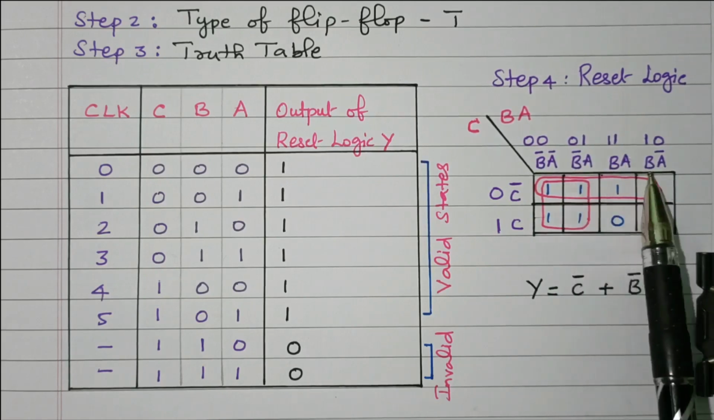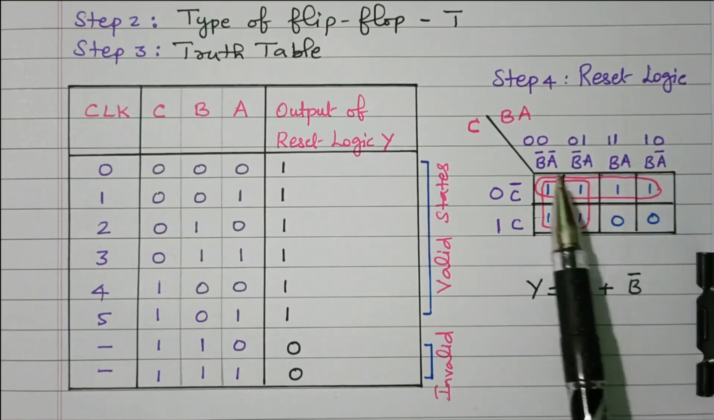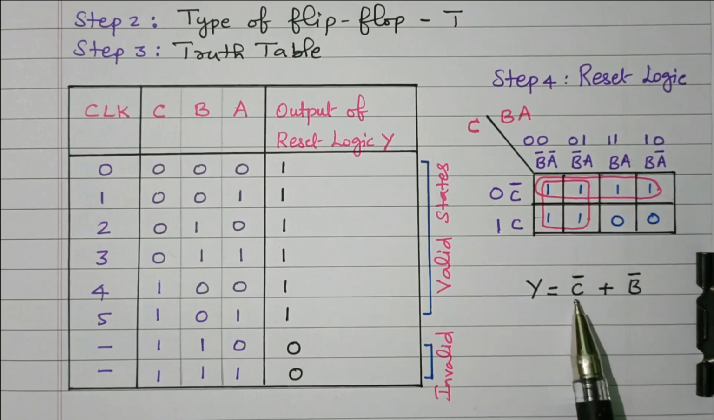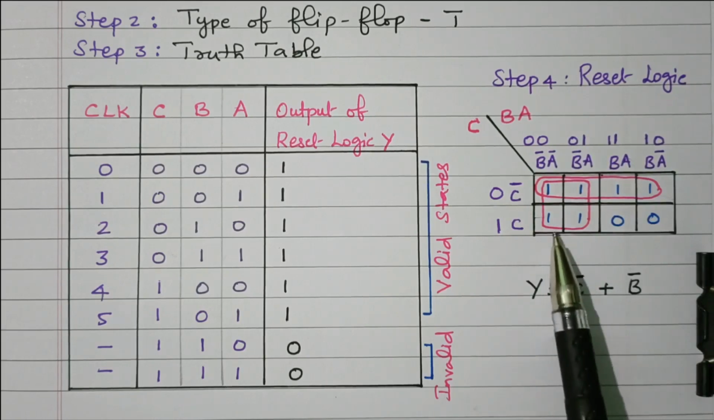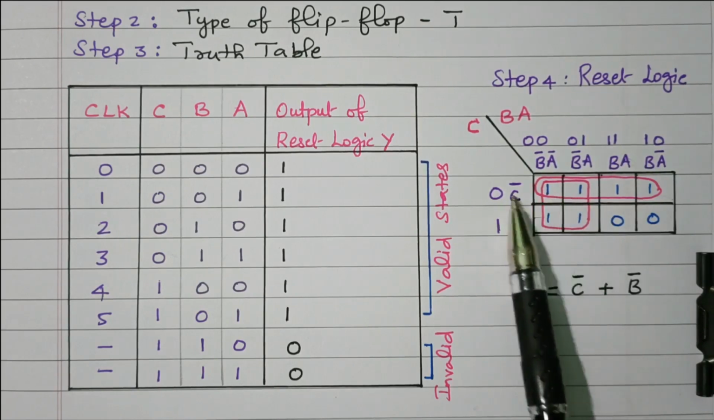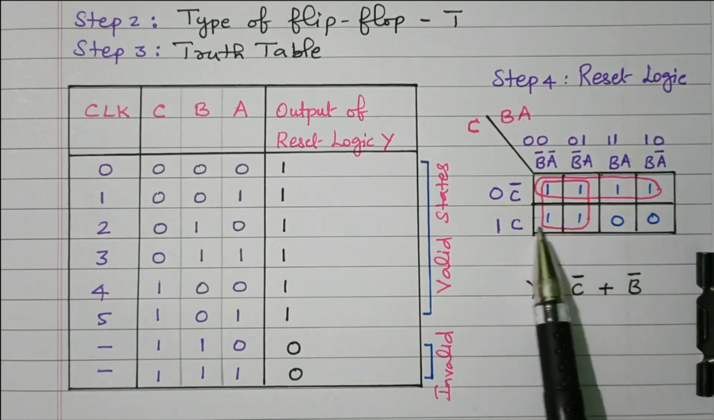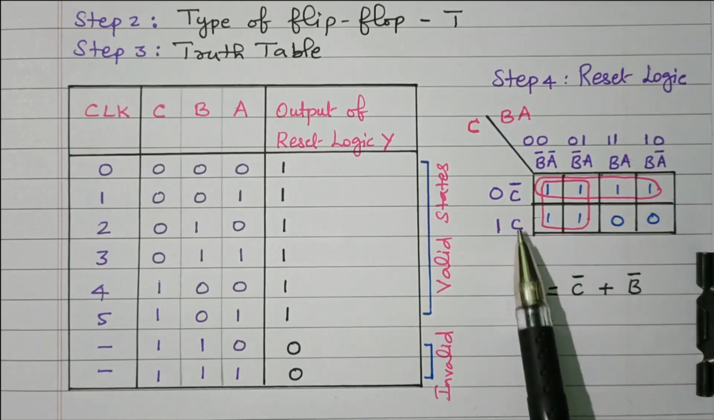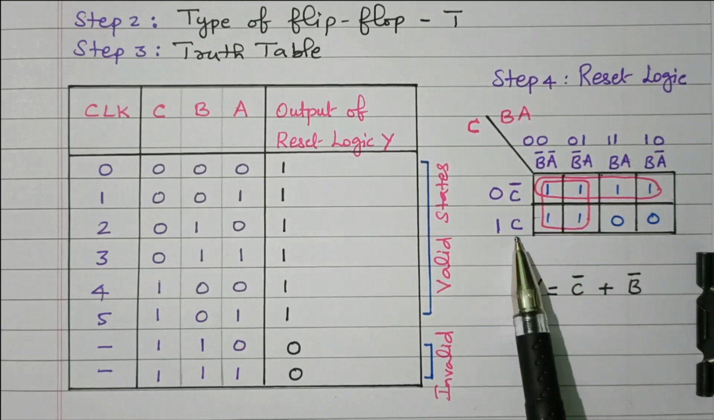Here B bar is cancelled by B, A is cancelled by A bar. So all are cancelled. Only C bar will be there. While grouping these 4 cells, we have to refer to the corresponding first row and second row. First row C bar, second row C. So C bar got cancelled.